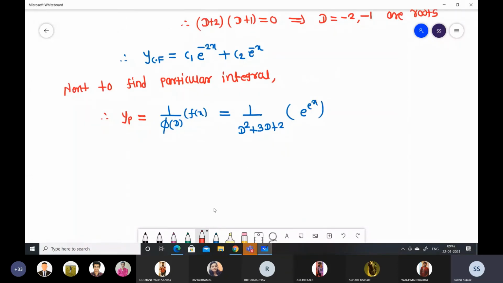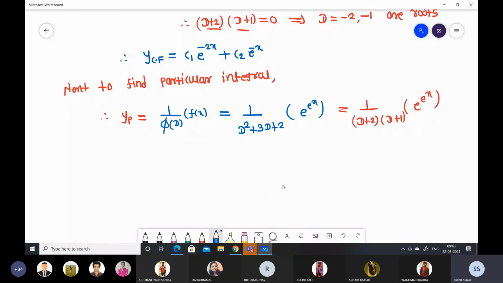And now we can do its factorization, okay? We already have d plus 2, d plus 1, right? So we can write that directly. So this is 1 upon d plus 2 and d plus 1, and here we have the term e to the power x, okay, fine.